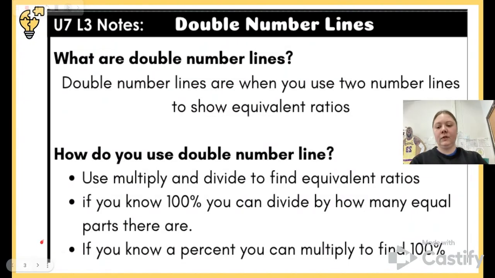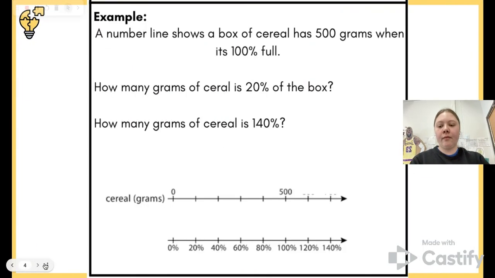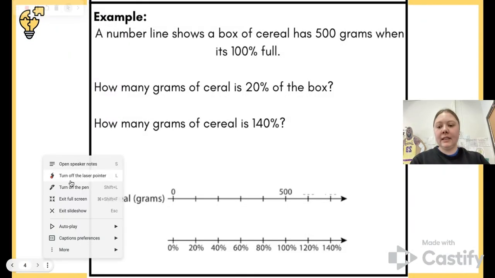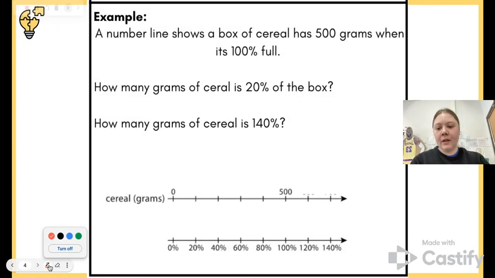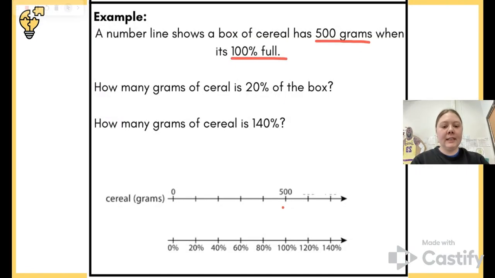All right, so we're going to take a look at this example here. So a number line shows a box of cereal has 500 grams when it's 100% full. Right, so we can see this down here. We've got 500 and we've got 100%. So the 500 is labeled with grams so that we know cereal's measured in grams. We don't have a label on the bottom one because percent is the label. That means like per 100, right? So that's part of our ratio.